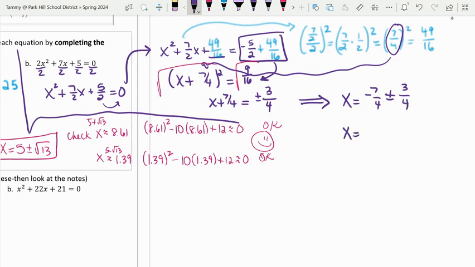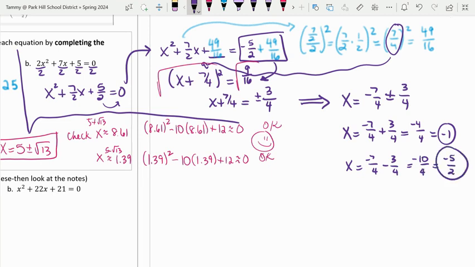So 1x is negative 7 over 4 plus 3 over 4. Combine that, so you get negative 4 over 4, which is negative 1. The other x is negative 7 over 4 minus 3 over 4. So that's going to give me negative 10 over 4, which is negative 5 halves. Those are my two x values.